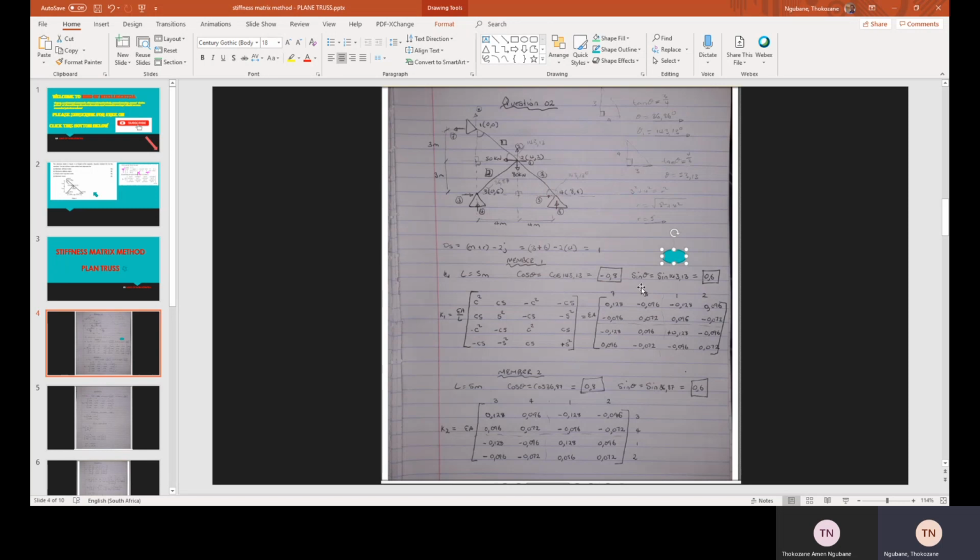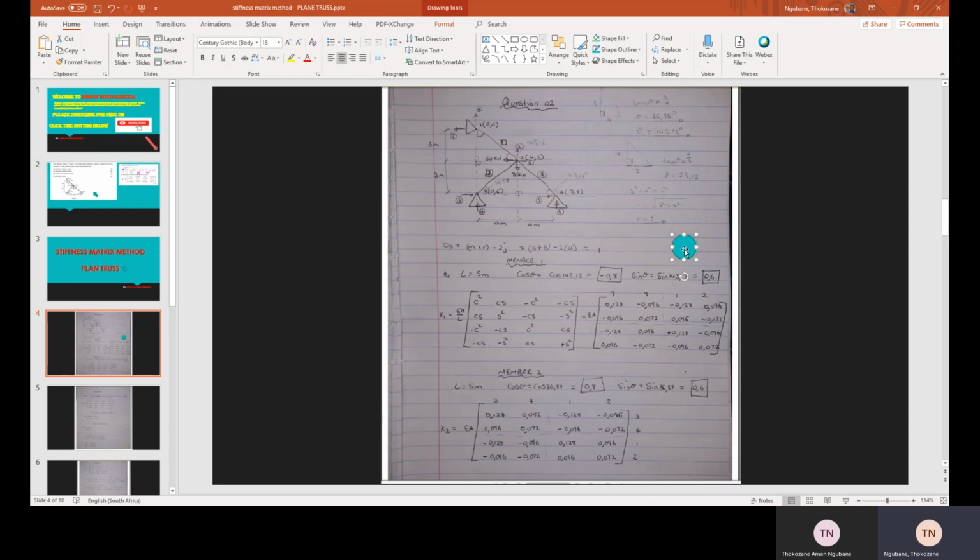Okay, remember, we have named our stiffness here because we have 7 and 8, 1 and 2. This is member 1, and it goes from 7, 8, 1 and 2. That's why we write 7, 8, 1 and 2 here. Okay, from there we have our K1.